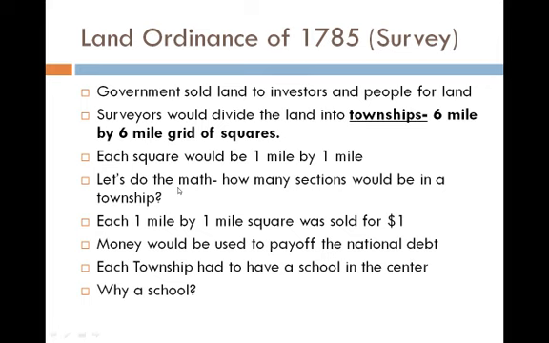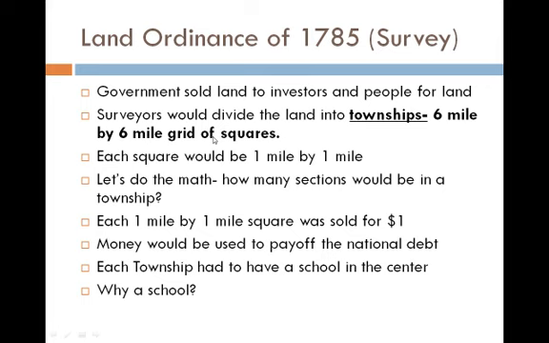The brilliant thing they did is they decided they were going to do two things. One, they were going to sell the land to the investors and the people. So one, they were going to make a profit off of that land, and two, the investors and the people were the ones that were going to spend their time and money developing the land. So the government, the Articles of Confederation, actually made out pretty well.